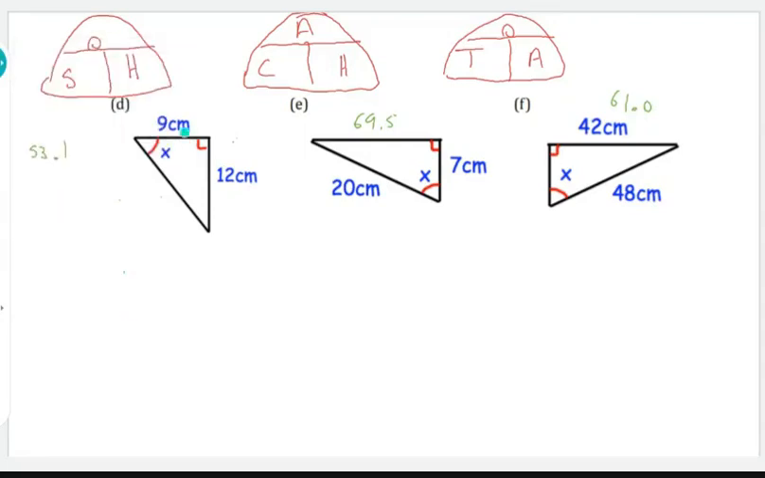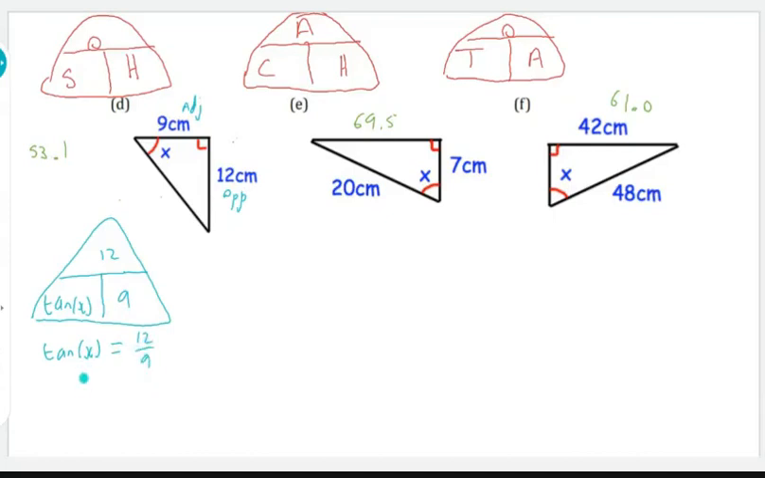So the first one, we've got the opposite and we've got the adjacent. So that uses the tan triangle. So we've got tan x. And then we've got the opposite, which is 12, the adjacent, which is 9. So therefore, tan x is equal to 12 over 9. Therefore, x is equal to tan minus 1 of 12 over 9.